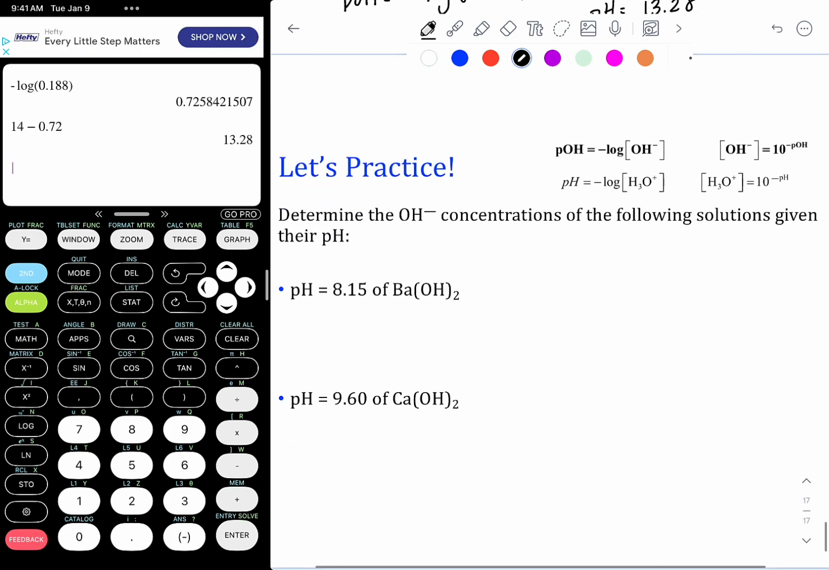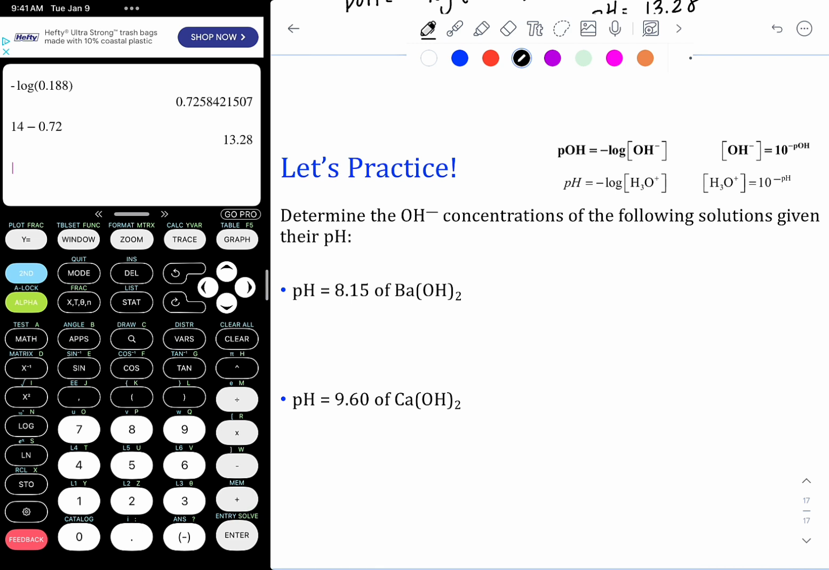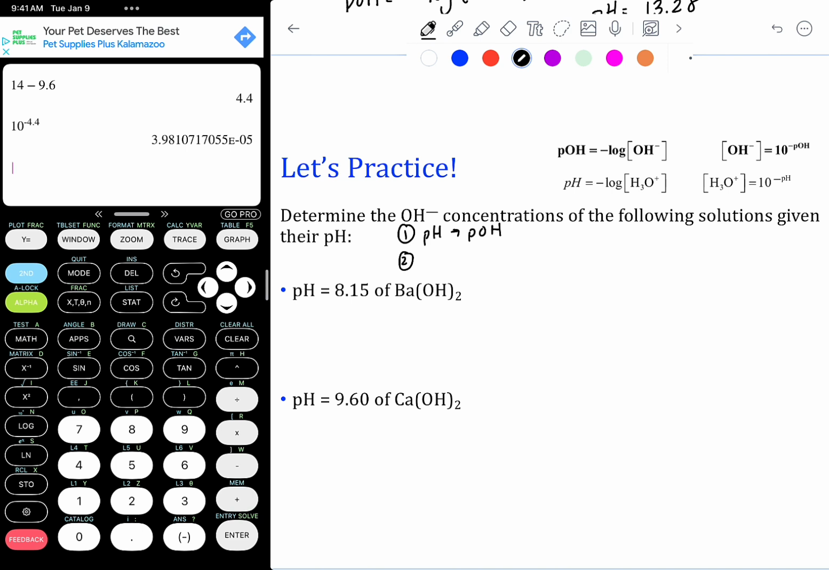And for our last set of practice for this lesson, we want to determine the hydroxide ion concentration for the following solutions given their pH. So I give you pH and I want to find the OH minus concentration. So the first thing that we're going to want to do is convert pH to pOH. Then once we have the pOH, we're going to do 10 to the negative pOH to find the OH minus concentration. So pause your video and take a second to solve these two problems.